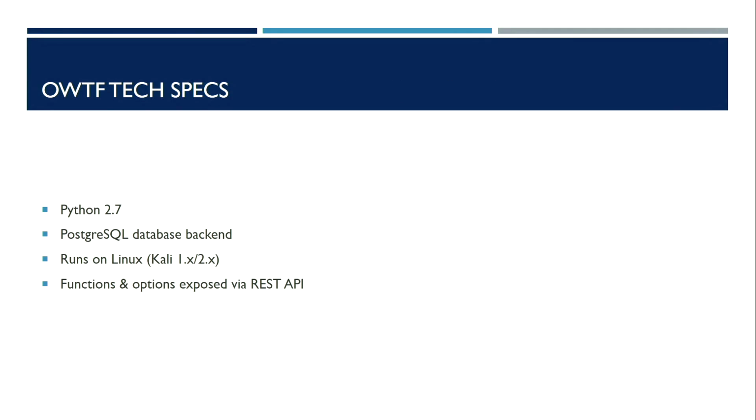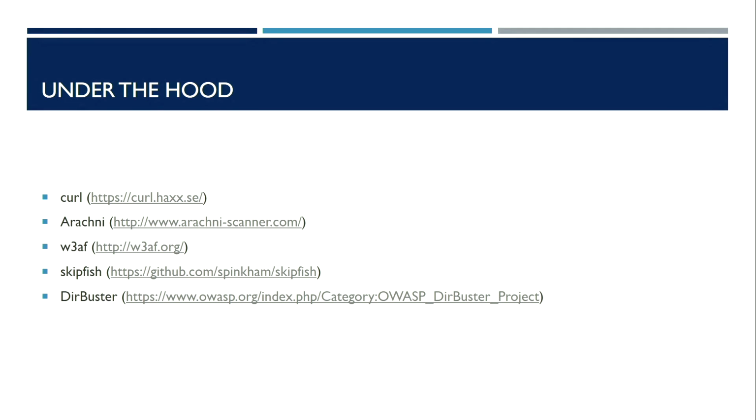So tech specs: Python, Postgres, designed to run on a Linux environment. Is anybody familiar with Kali? Linux used to be Backtrack. If you've got Kali, you can drop OWTF on there, a little bit of customization, and you're using it within a matter of minutes. A lot of dependencies are already built into Kali, and where OWTF might expect you to install some extra tools, because Kali is a penetration testing distribution, it's got a lot of those tools built in already. So it just points to the native Kali path, saves you the time.